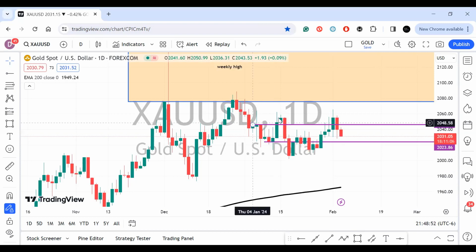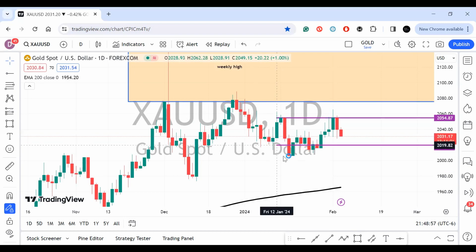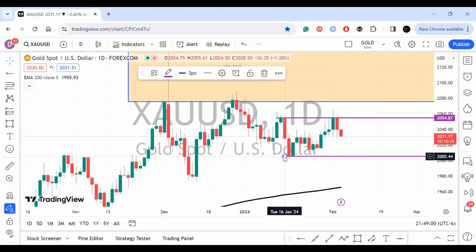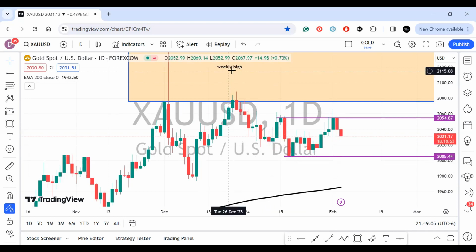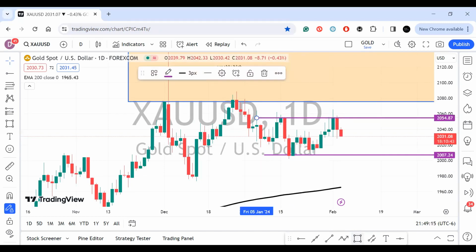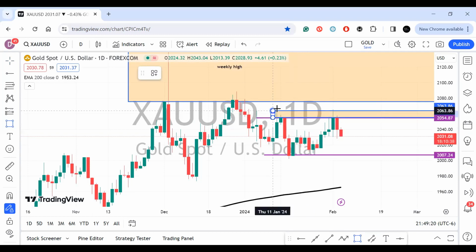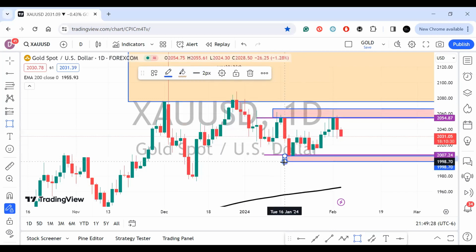So this place becomes our current high, and this place will no longer be our low. Our low will now be here. So on the daily time frame, this is our current structure, and price is dropping from this weekly high downwards. So this is now our daily high. This is our daily high, and this is now our daily low.